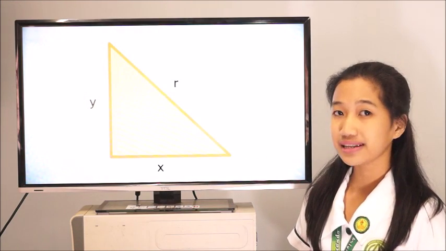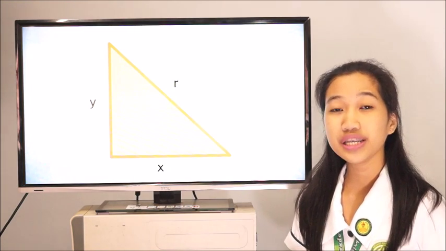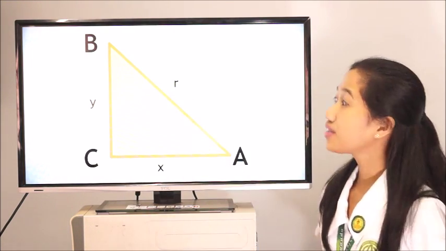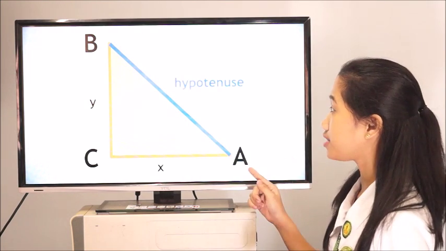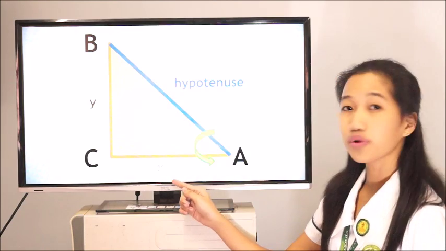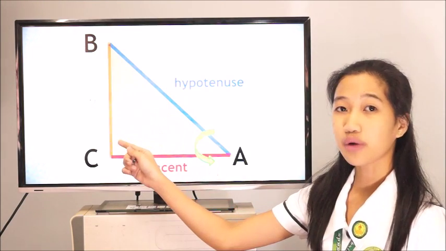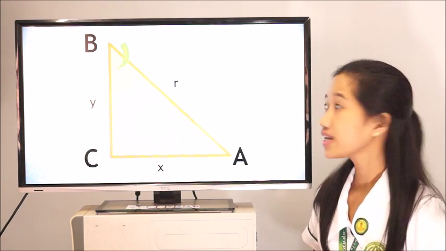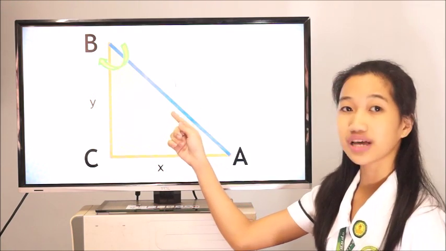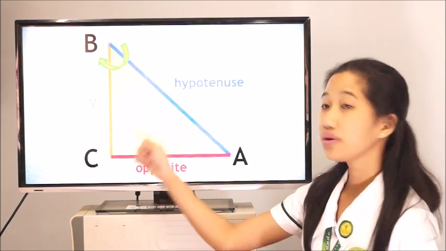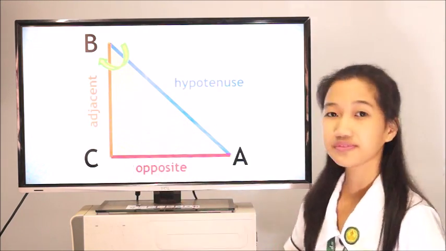In order to apply this appropriately, we need to know the sides of this right triangle ABC. The longest side is called our hypotenuse. If our basis will be angle A, X is our adjacent side and Y is our opposite side. If our basis will be angle B, the longest side is always called our hypotenuse, and X will be our opposite and Y is our adjacent side.